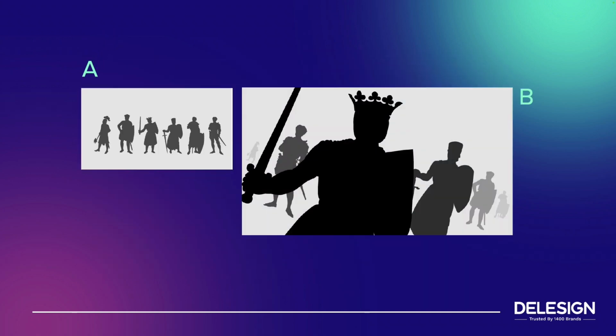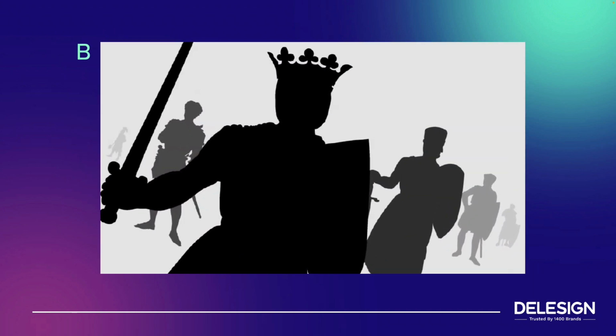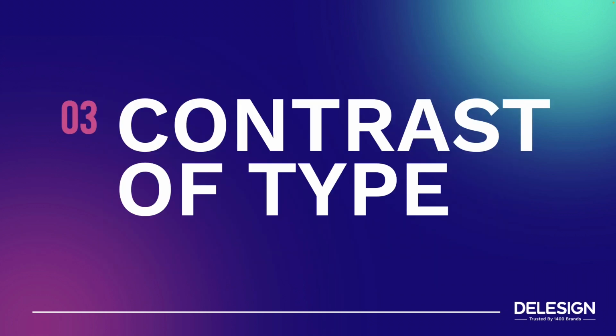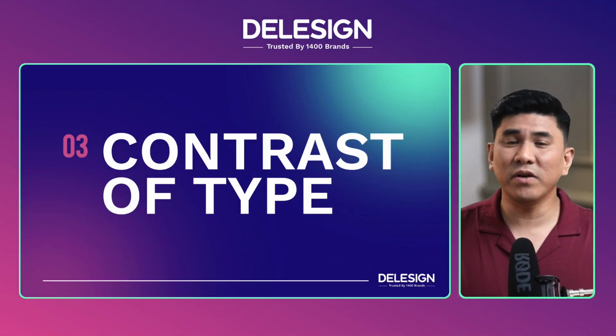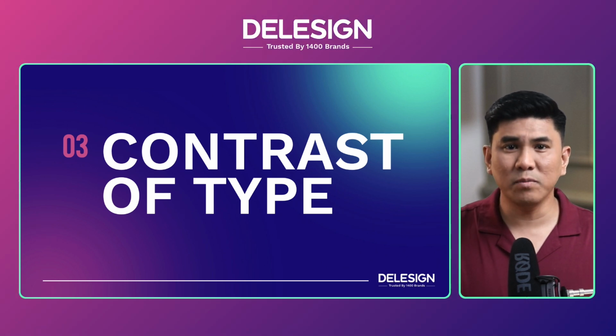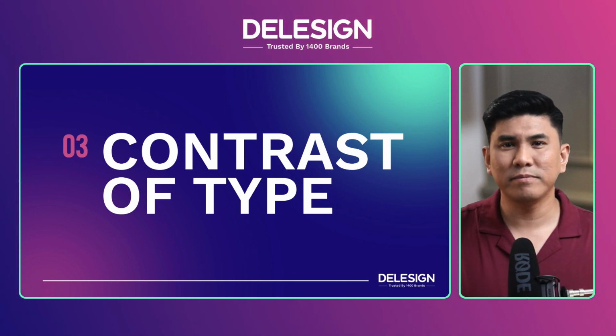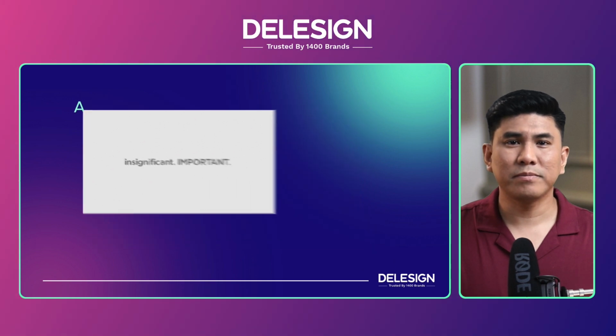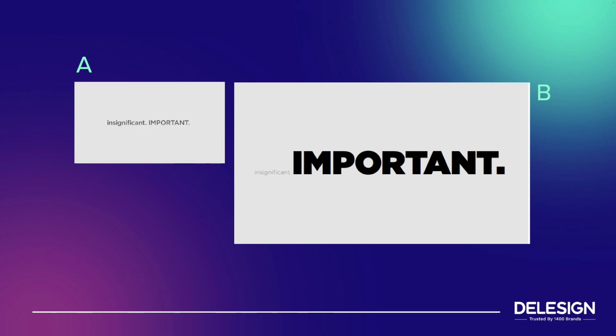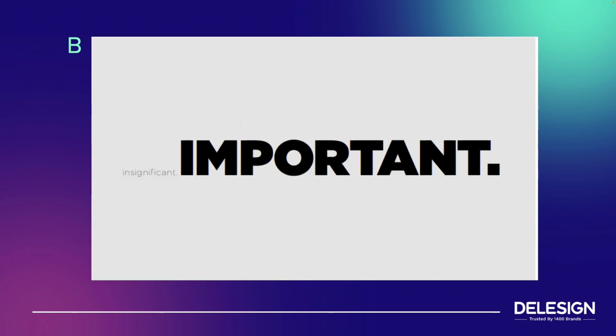Look at these two designs. Here, on example B, your eyes are immediately drawn to the king because it's the largest element on the page, signaling its importance. Next, let's talk about the contrast of type. This involves the use of different fonts, colors, and sizes to make your text more engaging and readable. Look at this example. Using contrasting typefaces can make your messages more memorable. A larger, more visible color for more important text can emphasize its significance, drawing the viewer's attention immediately.